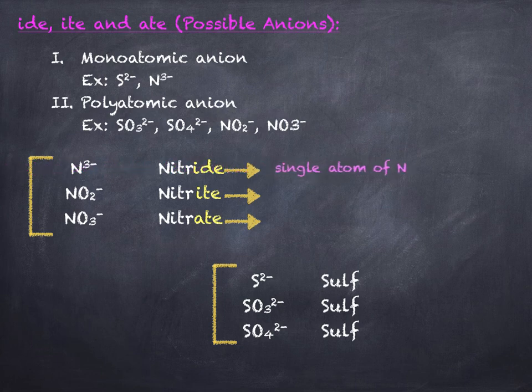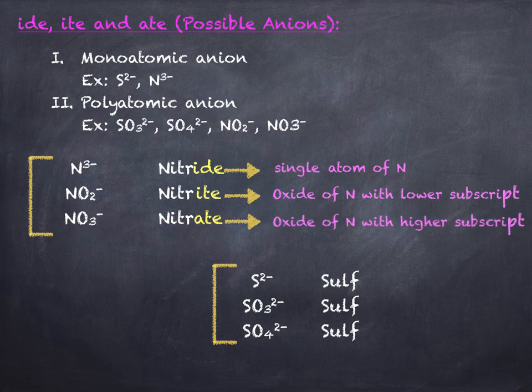So basically, the first case is for a single atom of nitrogen, which we get the ide for. The second one is the oxide of nitrogen with the lower subscript, and then the next one would be the oxide of nitrogen with the higher subscript, basically. Same thing for sulfur, sulfide, sulfite, and sulfate. If we notice, S alone would be ide, SO3 with a charge of 2 minus would be ite, and SO4 with a charge of 2 minus would be ate.